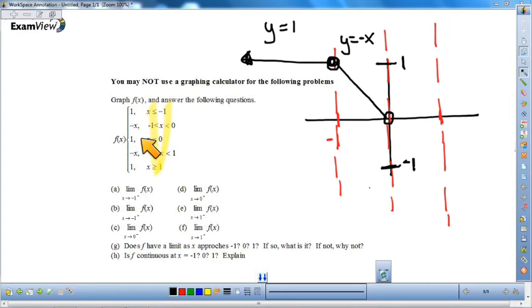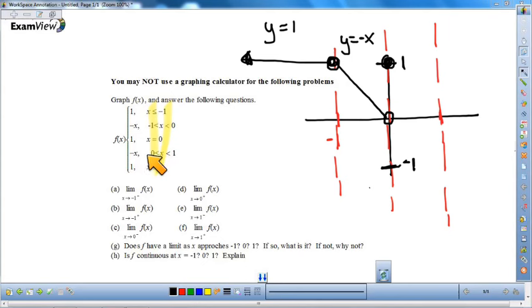Okay. The next point is an actual point. When x is equal to 0, the y value is 1. So it's an actual point. It will be (0, 1). When x equals 0, y is equal to 1.